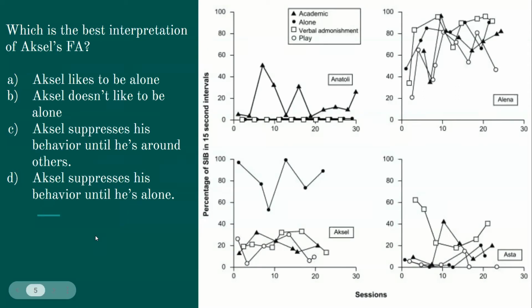Cool. Which is the best interpretation of Aksel's FA? A, Aksel likes to be alone. B, Aksel doesn't like to be alone. C, Aksel suppresses his behavior until he's around others. Or D, Aksel suppresses his behavior until he's alone. Y'all can throw your answers in the chat.